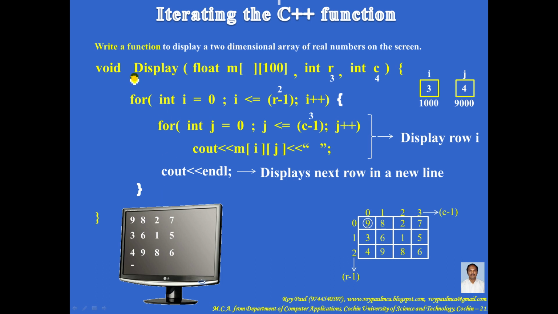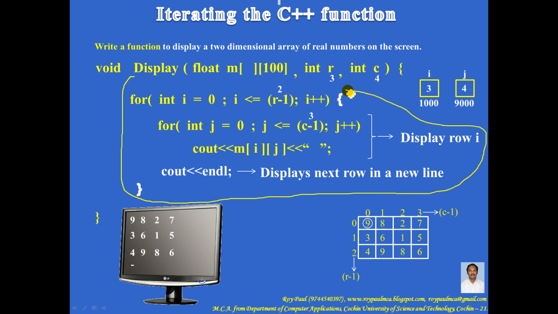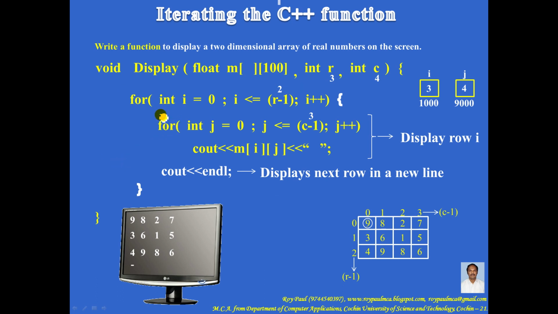So this can be remembered as a formula. If you want to display a two-dimensional array on the screen, the C++ code is this. And make a note of this one. This is made use of to display row I. After displaying a row, the next row should come in a new line, so this endl. And finally, for this for loop, two statements are there. This is one statement, this is another statement. So you need the opening curly bracket and closing curly bracket.